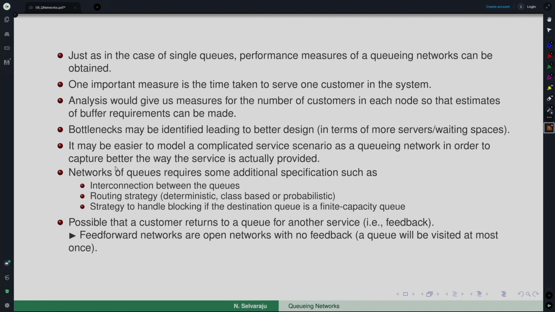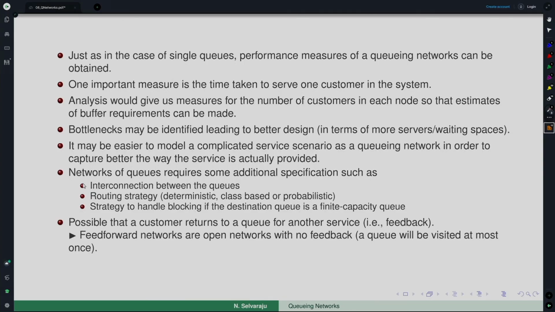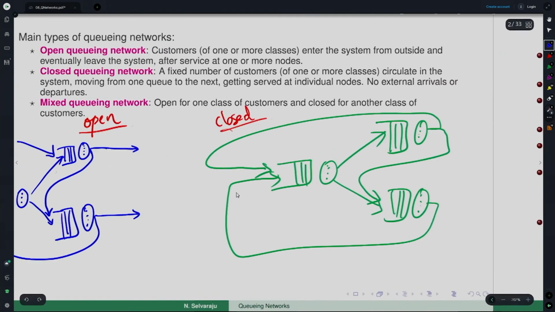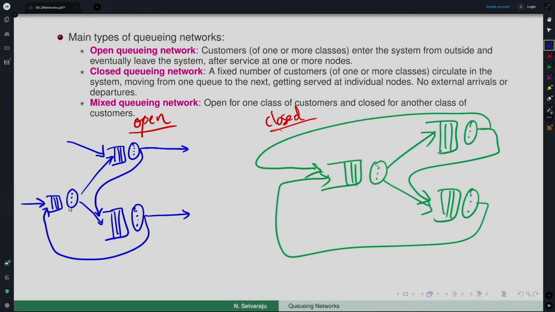Rather than that, if you do it individually, it is a much more convenient way to capture the behavior. And just like single node queuing systems require some specifications to characterize that particular system, the network of queues also requires some additional specifications, as you would have by now observed. The first thing is the interconnection between the queues, okay. What is that? Suppose I look here, how this particular node is connected to this particular node and this particular node and so on in any queuing network.